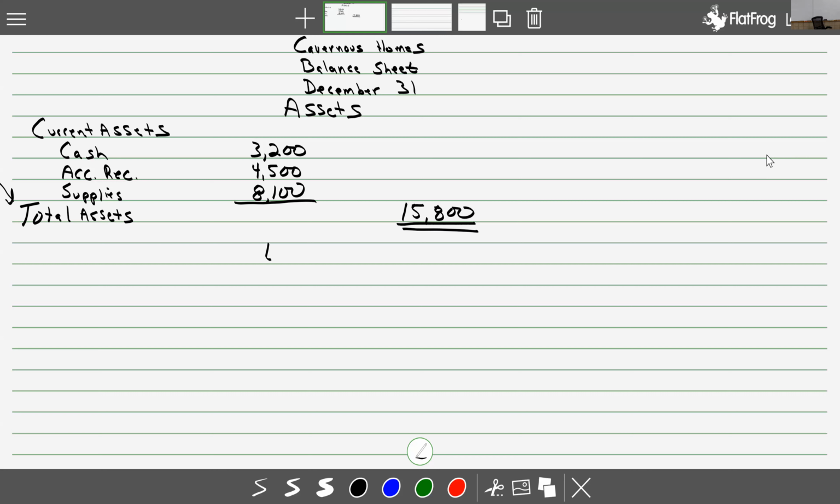Then we need to put a heading on here for liabilities and equity. And again, we start with current liabilities. Looking through here, we only have one liability. It is the note payable. It does not tell us whether it is current or long-term. To properly designate this, we would have to know when it's due. We're going to assume it's due in 6 months, 9 months, within a year. So we're going to make it a current liability.